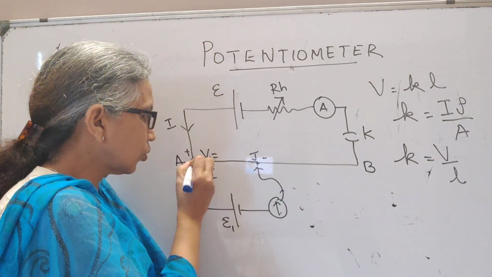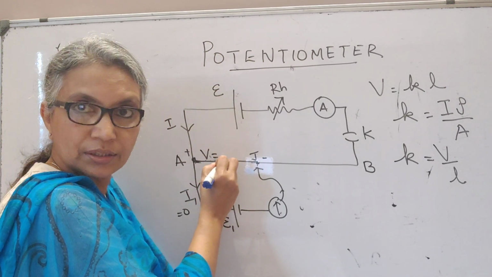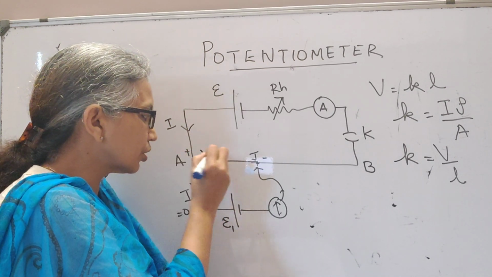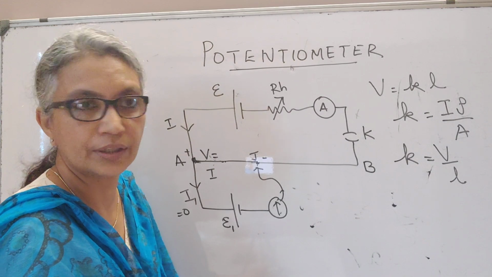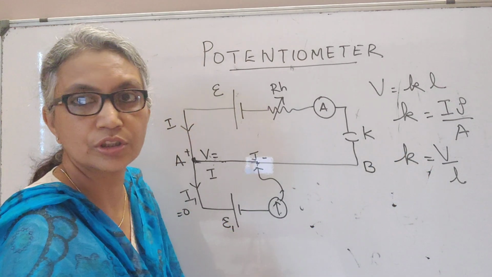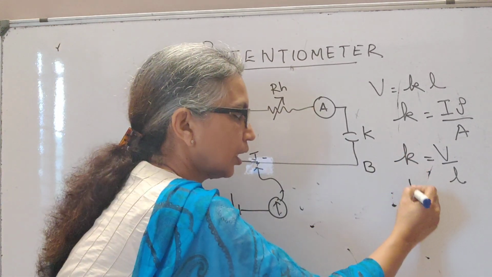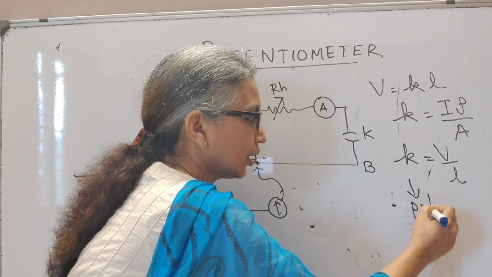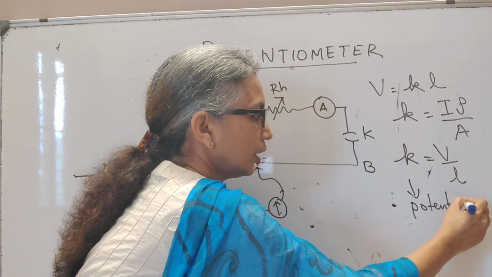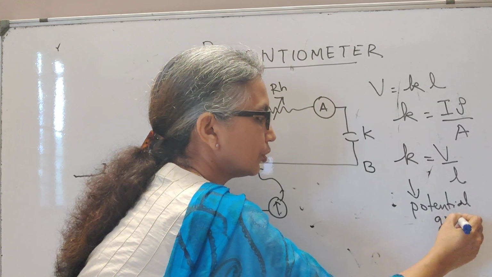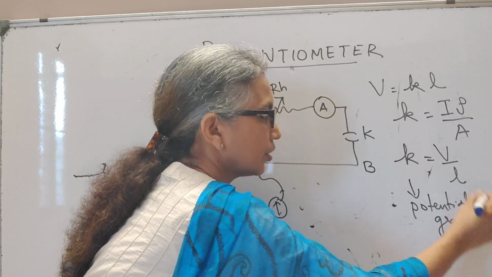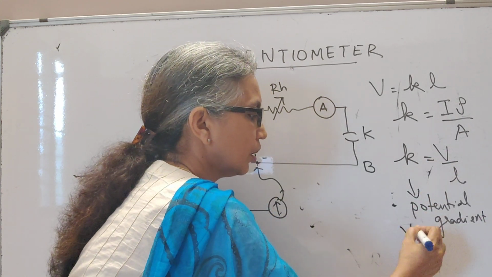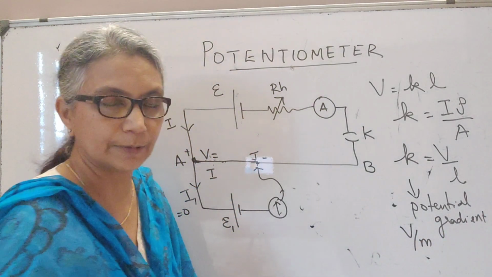That means as I hold the jockey and go through 1 meter of the wire, what is the potential difference across that 1 meter of wire? That is what you call the potential gradient. So this K is called the potential gradient, and naturally its SI unit must be volt per meter, because this is in volt and this is in meter. So its SI unit is volt per meter.